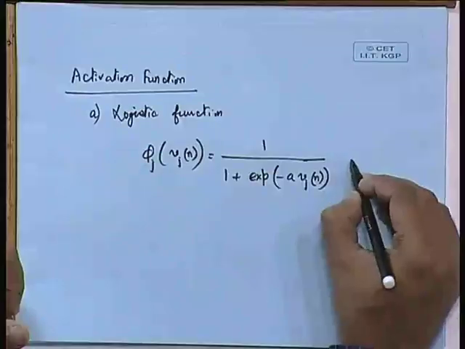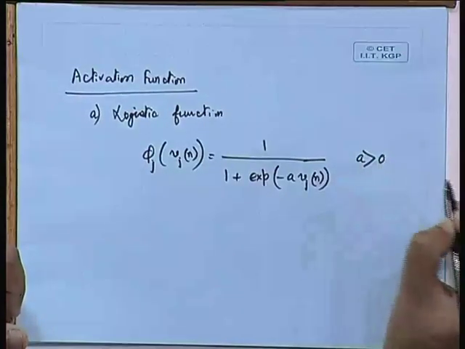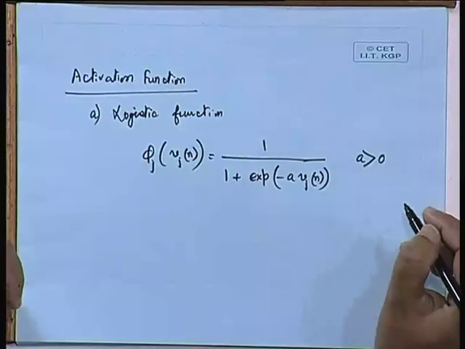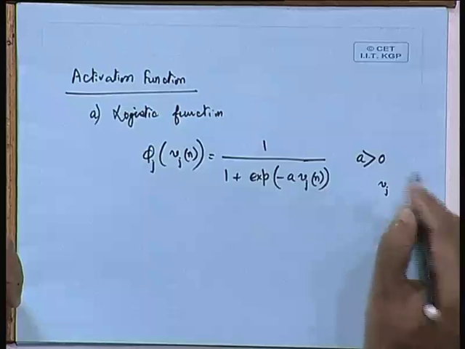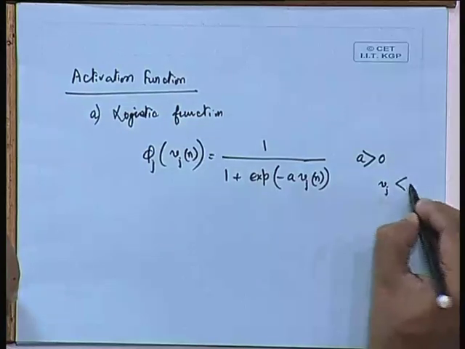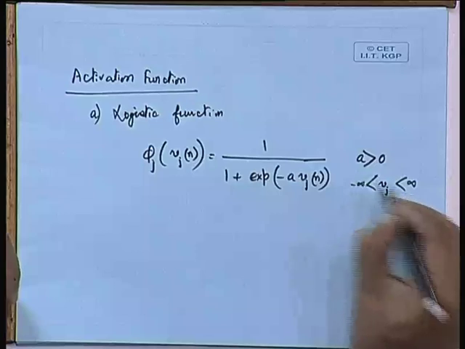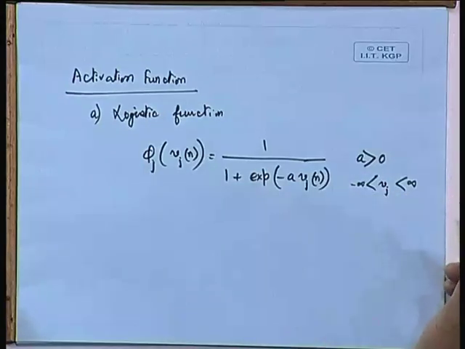And Vj of n is nothing but the induced local field, that is, the weighted summation of all the inputs. So, the definition remains the same. In this case, certainly the condition that we are imposing is that a is greater than 0 and Vj can be anywhere in the range of minus infinity to plus infinity. We are not putting any restriction on the bounds of Vj in this case.